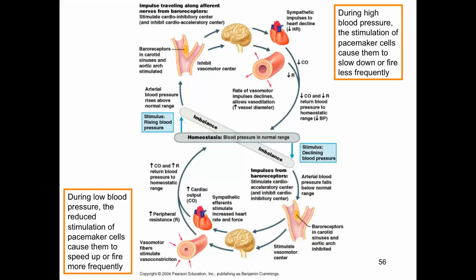We're going to constrict our vessels, increase the pressure, and then we allow for the pressure to come back down again. So during high pressure, stimulation of the pacemaker cells causes them to slow down. And then during low pressure, reduced stimulation of the pacemaker cells causes them to speed up. That's because the pacemaker has a much higher resting rhythm than our actual output. So it sounds weird, but that's the way it works.